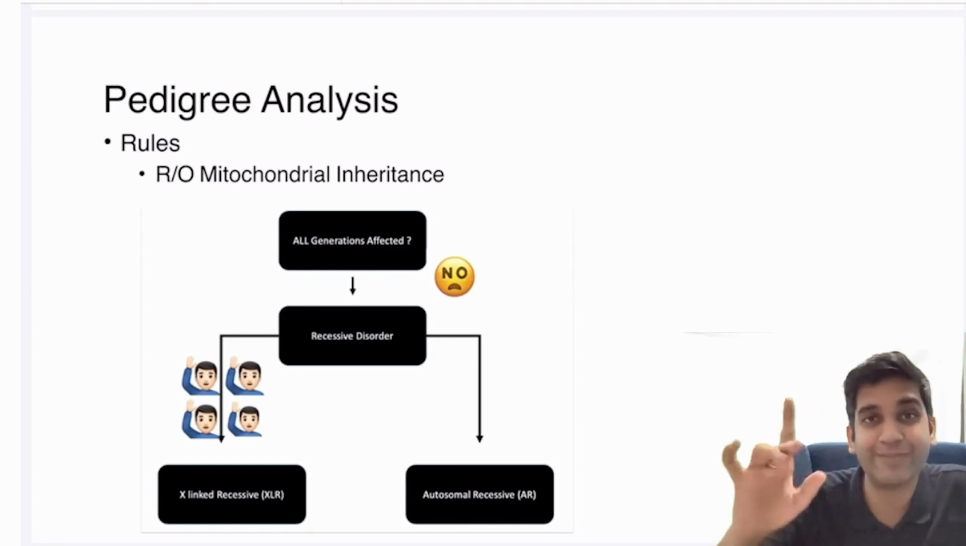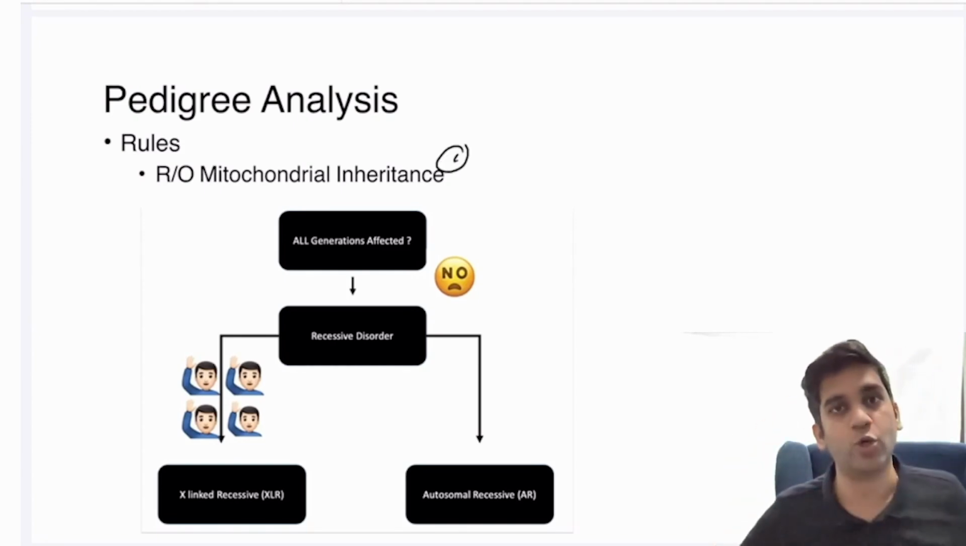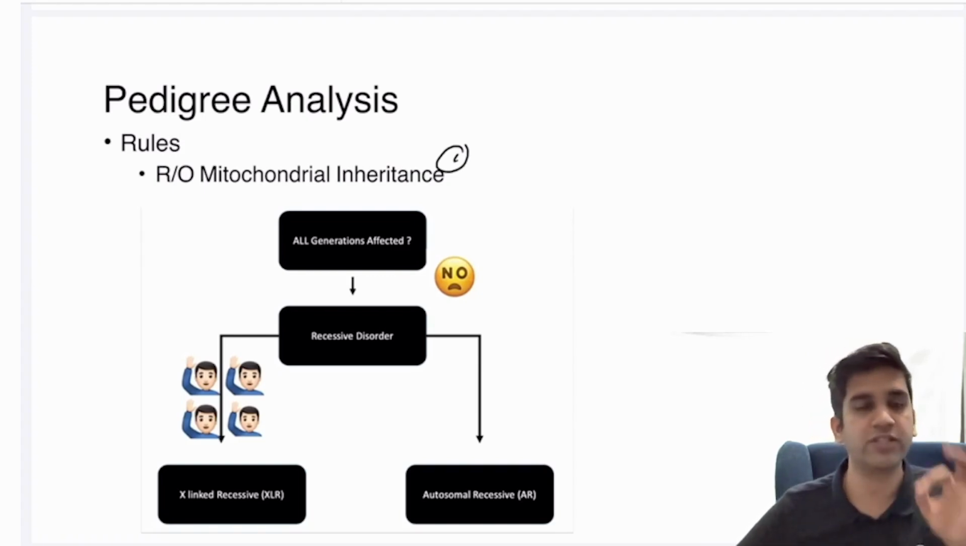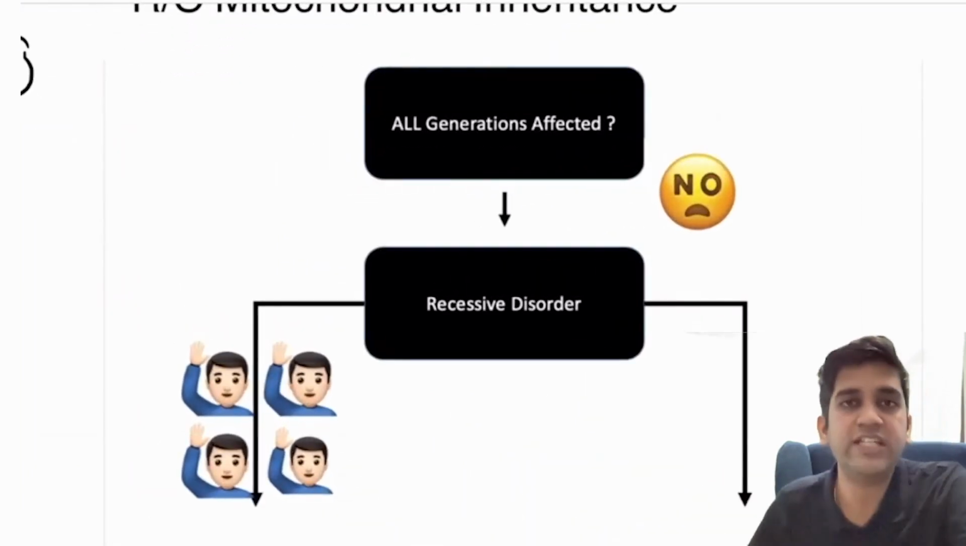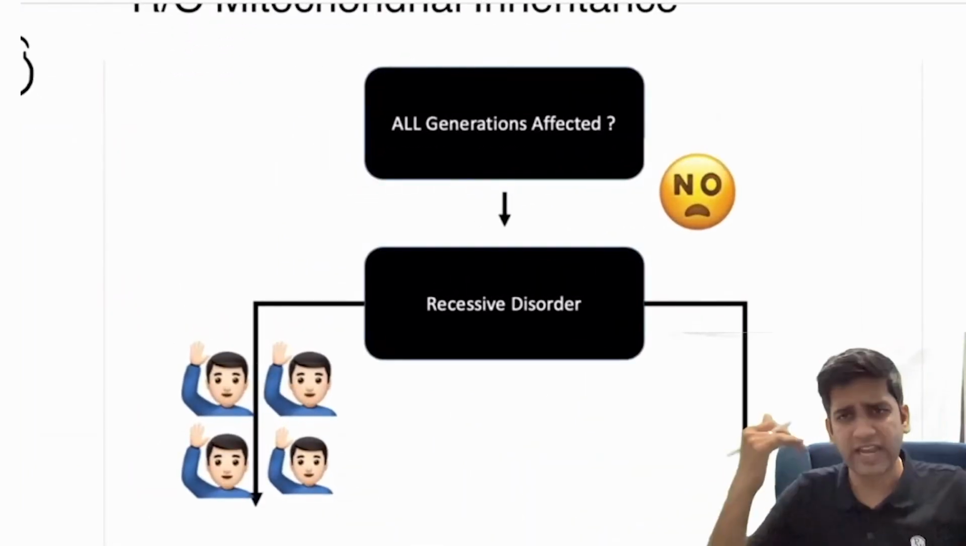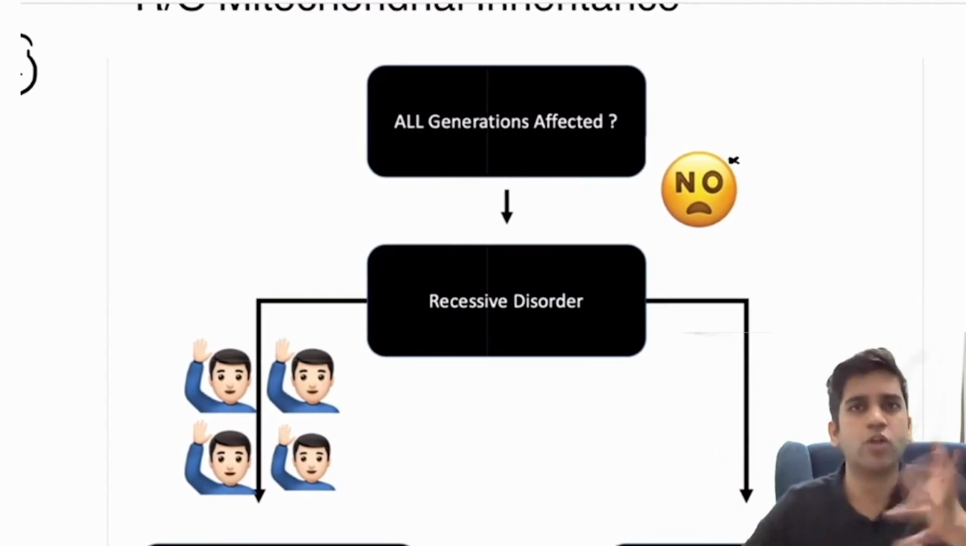These rules are by Gregor Mendel, not by me, right? The first and foremost thing: never change the order of the rules. The first rule is to rule out mitochondrial inheritance. Second rule, look for whether all generations are affected, that is, every generation is affected in this pedigree. If the answer to this is no, not affected, right?